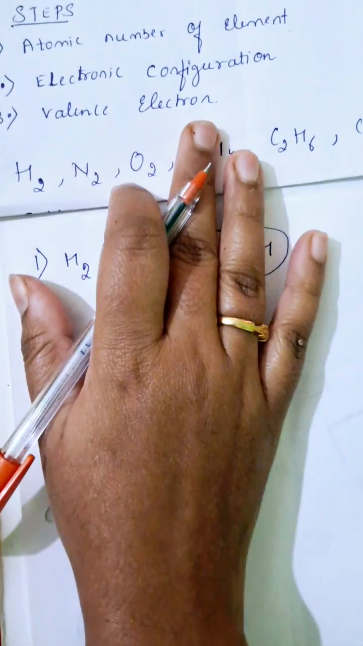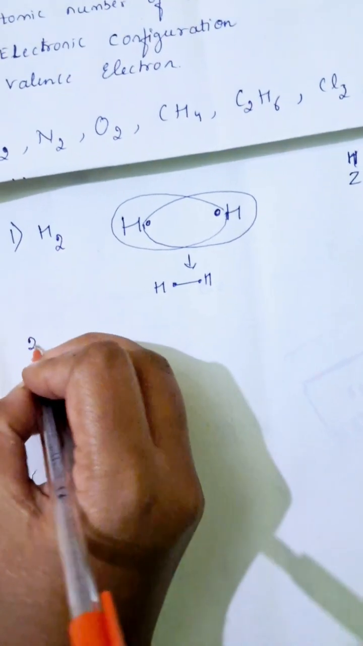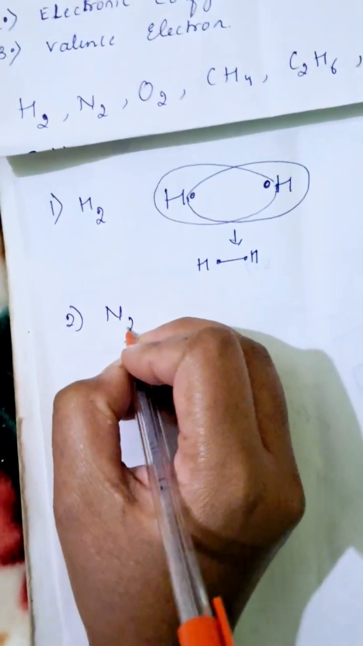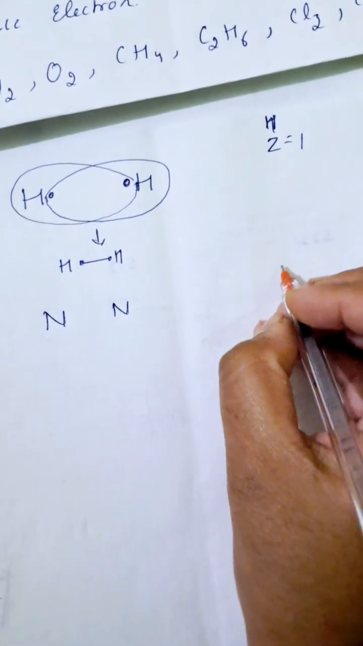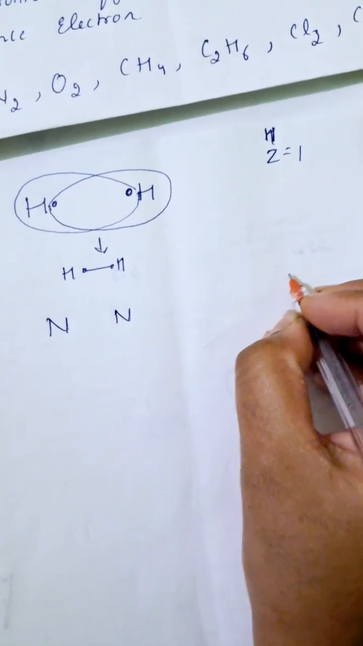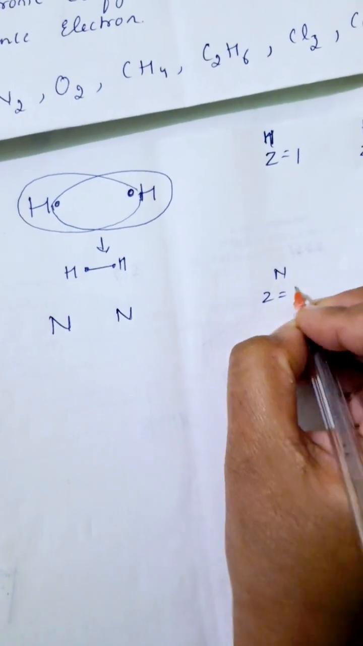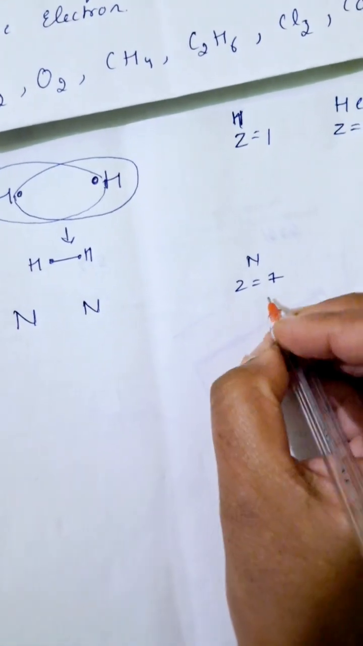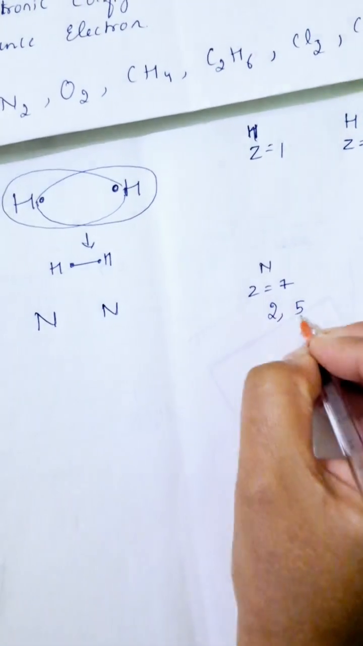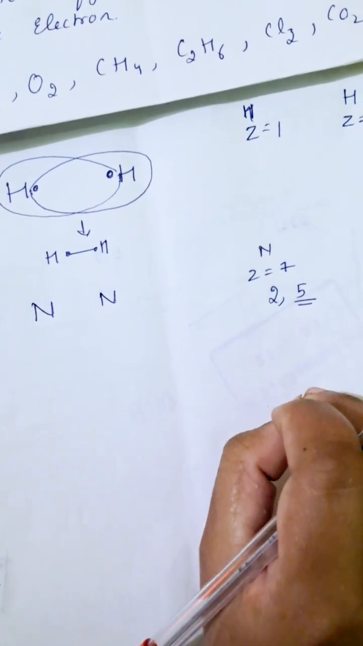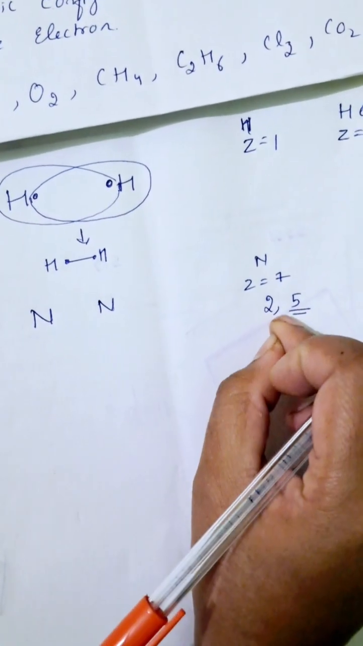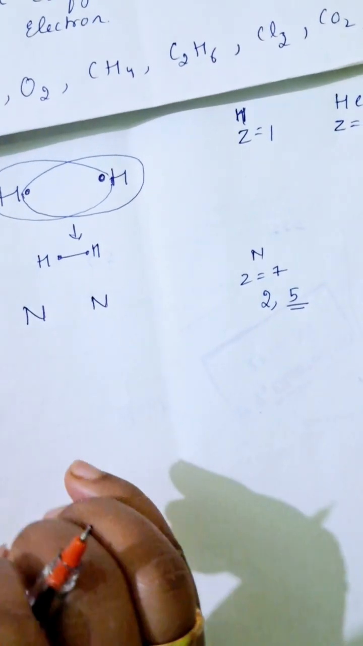Now let's go with the next example, nitrogen. In the case of nitrogen, N2, we have two nitrogen atoms. Let's see the distribution of electrons. The atomic number of nitrogen is 7, and the distribution of electrons is 2, 5. So it has 5 valence electrons in the outermost shell. To follow the octet rule, how many more electrons does it require? It requires 3 more electrons to be stable.